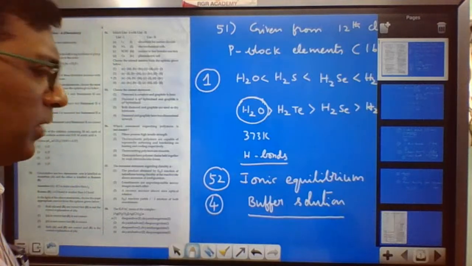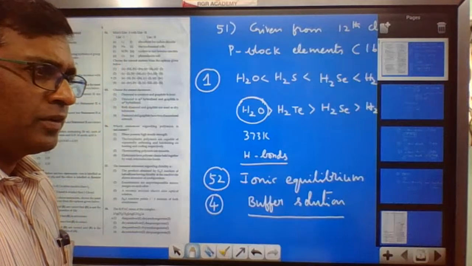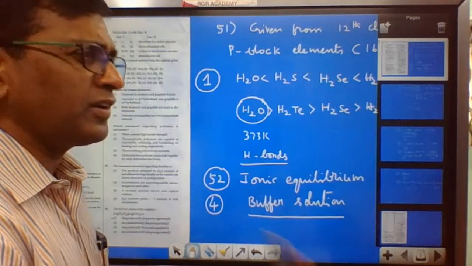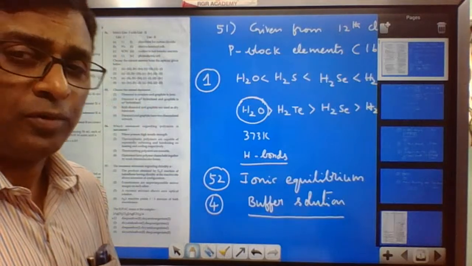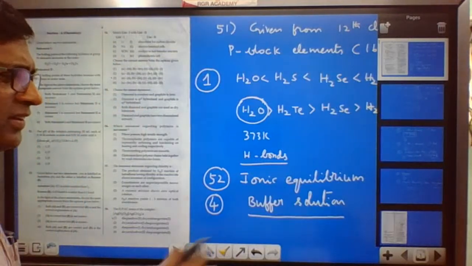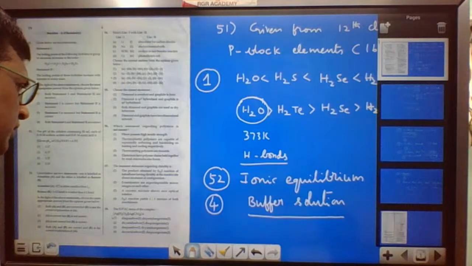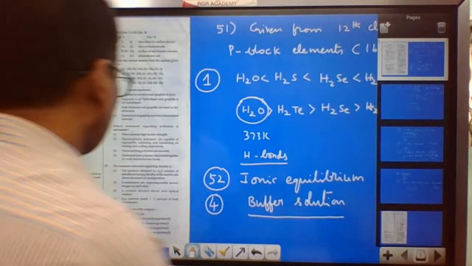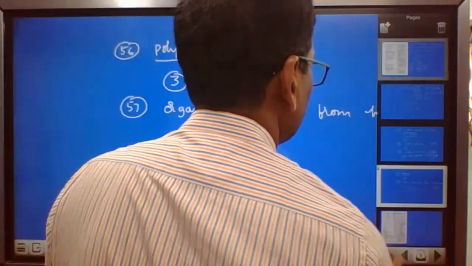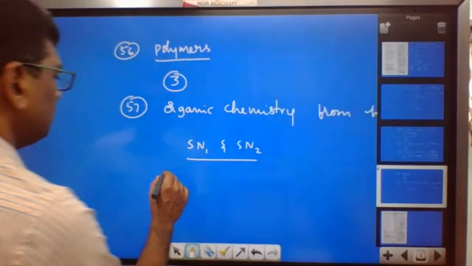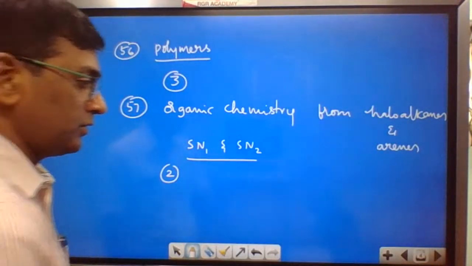But in the SN1 mechanism, what happens if you take a chiral center? Generally the inverted product is slightly more than the retention product. But as per the textbook it's correct, so there is no ambiguity in the question. So statement 2 is wrong. So for 57, 2 is the right option.